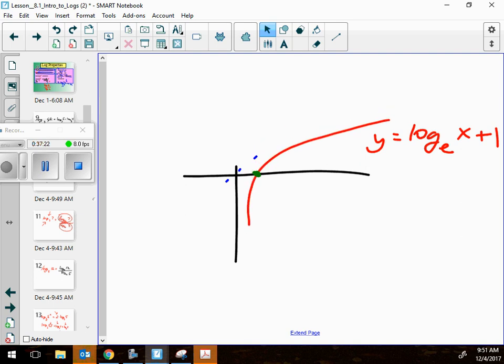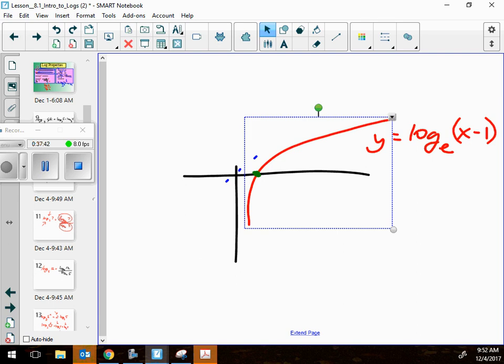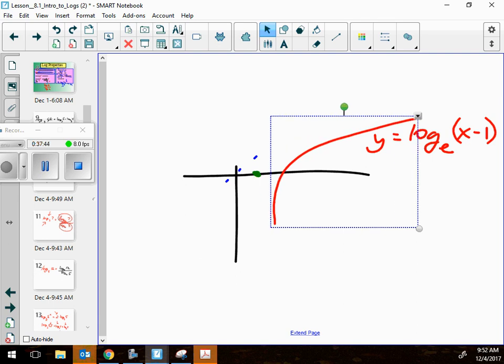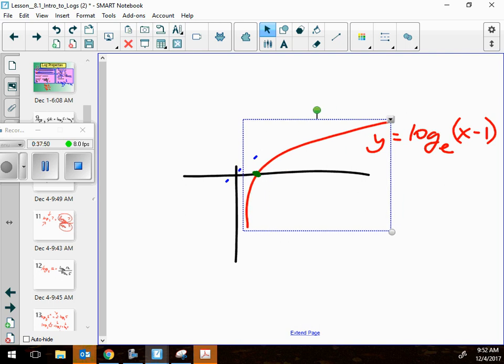How about if I want to shift it to the right 1? Sorry, hold on, I mixed up here. If I want to shift it to the right 1, hint, it's not +1. What would shift it to the right 1? -1. That shifts it to the right 1. Then it's not going to go through 1 anymore. It'll be going through 2 because I shifted it to the right 1. Once you know the parent graph, it's really not that hard to adjust it.